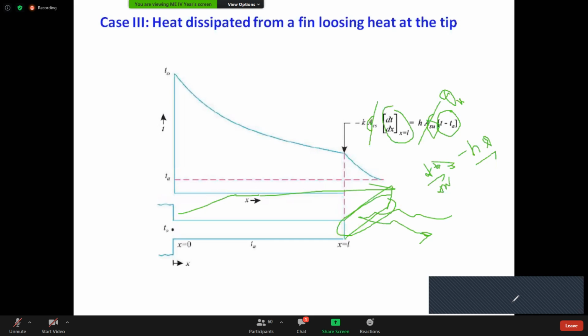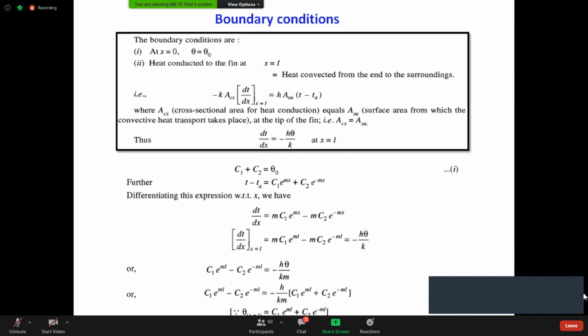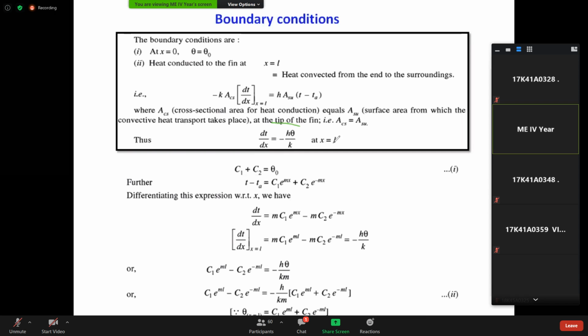At x is equal to L, dt by dx is equal to 0 in the previous case, as it is not dissipating any heat from the tip. Now it is dissipating heat, so the equation is entirely changed. The boundary condition is changed. What is the boundary condition? In place of dt by dx equal to 0, the boundary condition was changed to dt by dx is equal to minus h theta by k at x is equal to L.